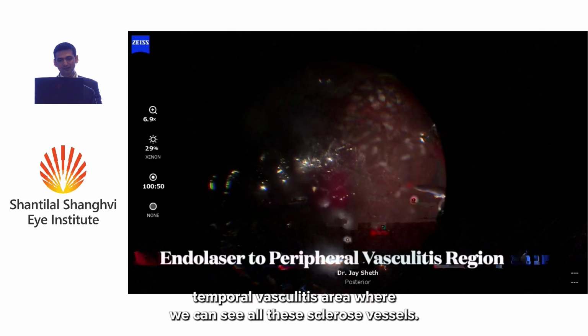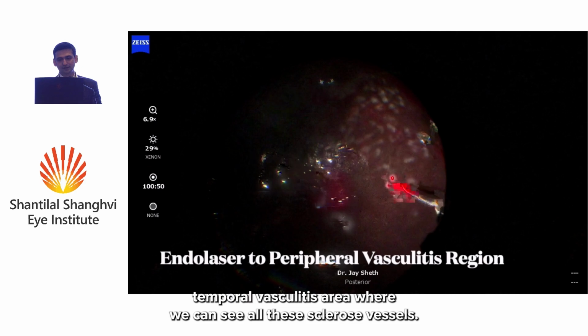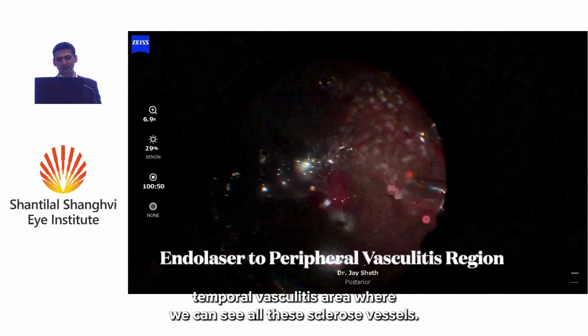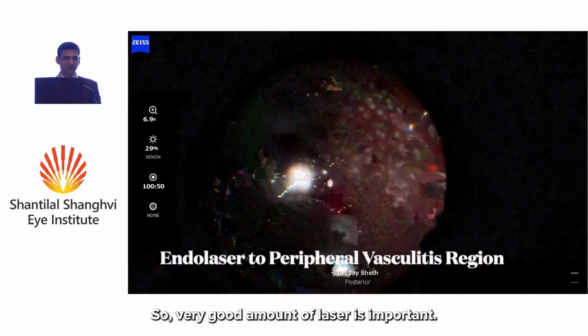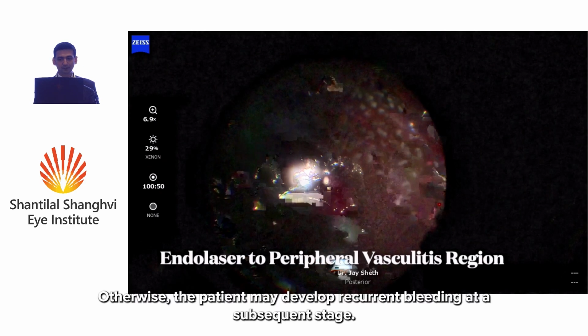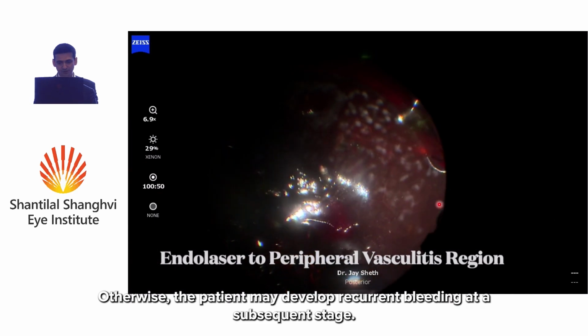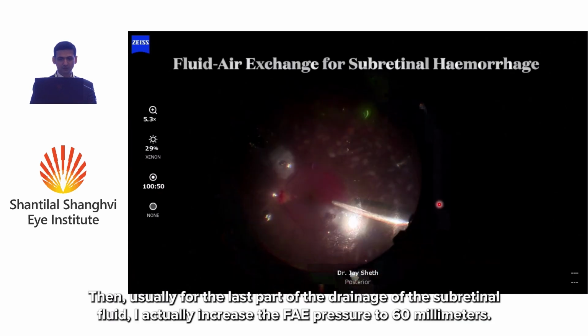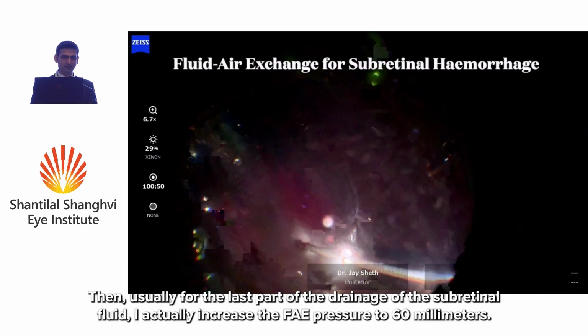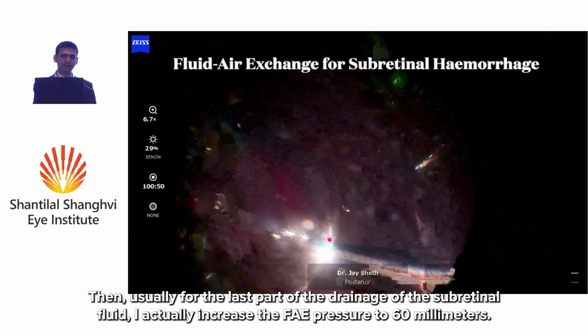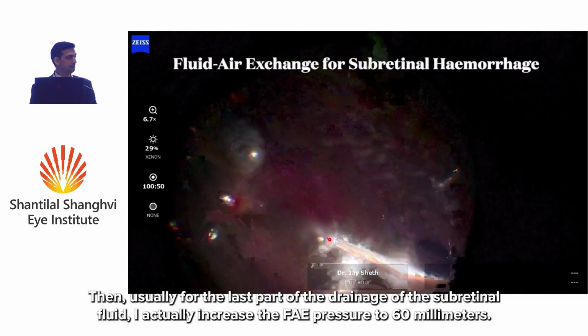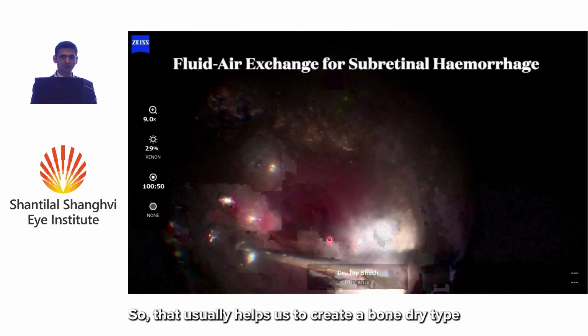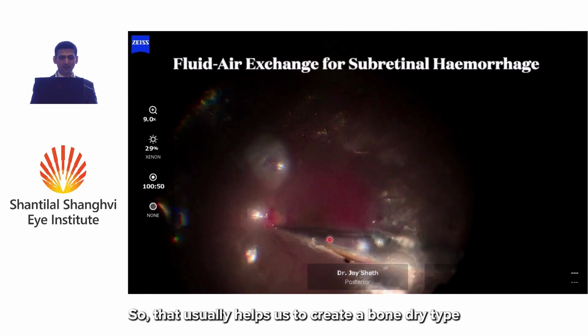And this is the temporal vasculitis area where we can see all these sclerosed vessels. So a very good amount of laser is important. Otherwise, the patient may develop recurrent bleeding at a subsequent stage. Then usually for the last part of the drainage of the subretinal fluid, I actually increase the FAX pressure to 60 millimeters. So that usually helps us to create a bone dry type of macula.